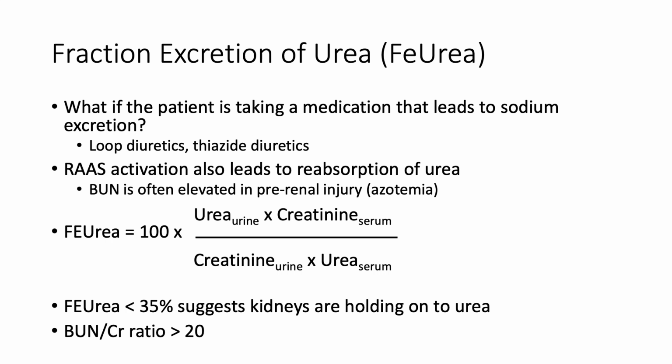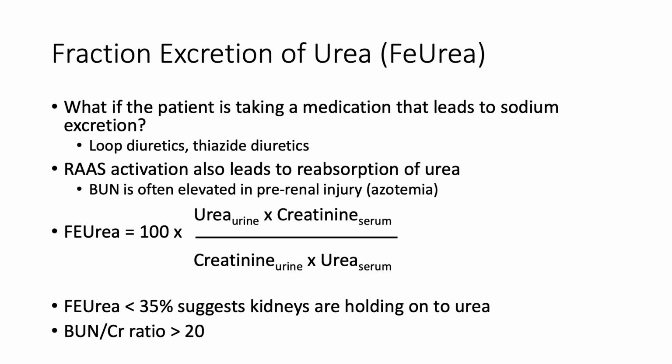Well, it turns out that when you activate RAS, you're also going to get more reabsorption of urea. So your blood urea nitrogen is going to be elevated, usually in prerenal injuries. And so you can do a similar calculation as the fractional excretion of sodium, but it's the fractional excretion of urea. So a very similar formula. And if your fractional excretion of urea is less than 35%, then it suggests that the kidneys are holding on to urea and that they're in a prerenal state.